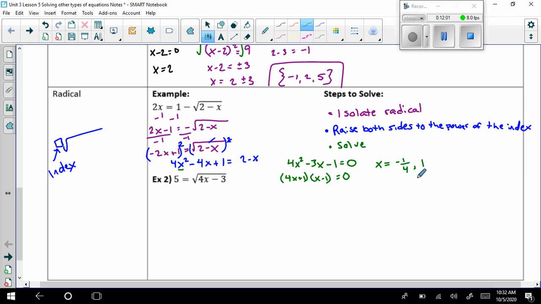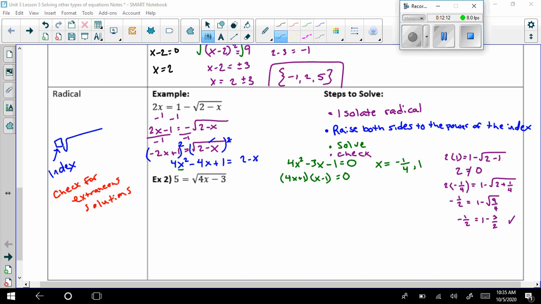I would go back and double check that this actually plugs in without making what's under the radical negative. It looks like it does just fine, but always check for extraneous solutions. I did my quick check off to the side. You can do yours in the calculator. For the first one, when I plugged in 1, I got 2 equals 0. Since that's false, the 1 actually does not work. When I plugged in negative 1/4 and worked that out, I got negative 1/2 is equal to 1 minus 3/2, which is true. So negative 1/4 is my answer.